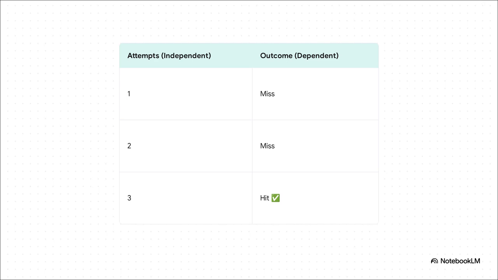It's actually super simple. On one side, we have the number of attempts. On the other, the outcome. So attempt 1, nope, a miss. Attempt 2, still a miss. And then attempt 3, bam, a direct hit. Just like that, we've taken a story, a narrative, and turned it into a structured data set.